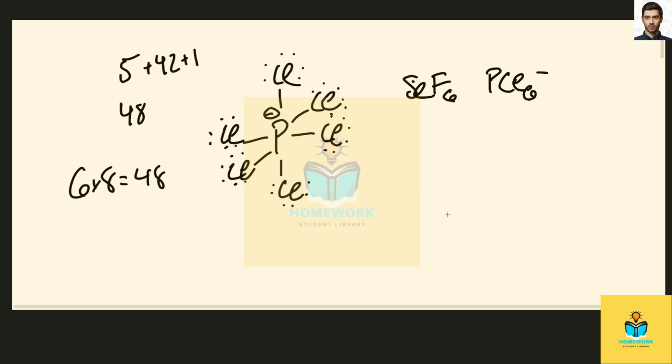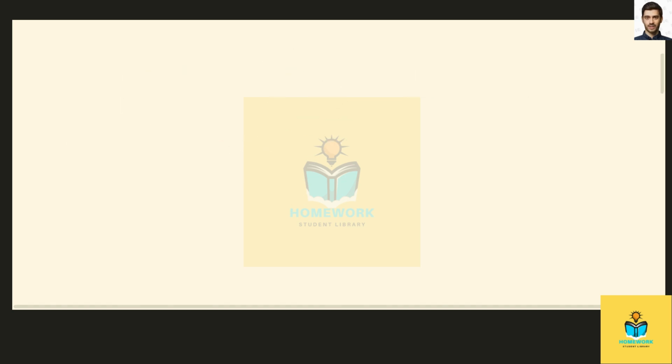Okay, now let's do selenium hexafluoride. Now I'm starting to wonder, maybe I'm wrong about selenium hexafluoride. So selenium, check what group it's in. Selenium is beneath sulfur, so it's 6A. So we know that selenium is going to be the central atom. We know we're going to have 6 bonds to fluorine.